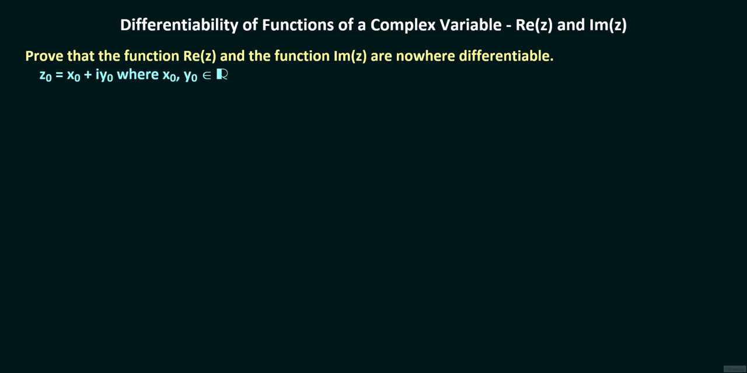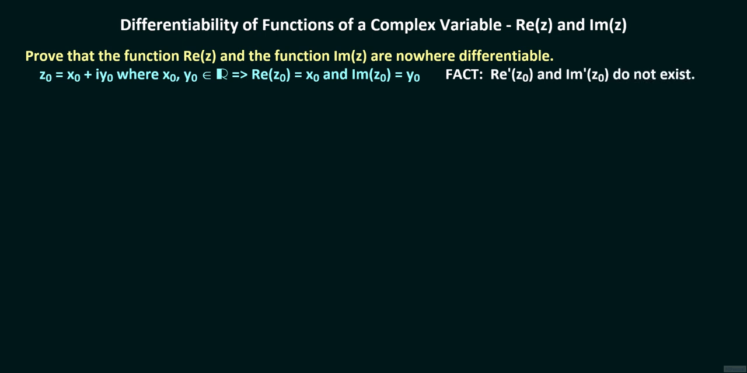Let z sub 0 be equal to x sub 0 plus I times y sub 0, where x sub 0 and y sub 0 are real numbers, so that the real part of z sub 0 is x sub 0 and the imaginary part of z sub 0 is y sub 0. And so we will show that Re prime of z sub 0 and Im prime of z sub 0 do not exist for any complex number z sub 0.